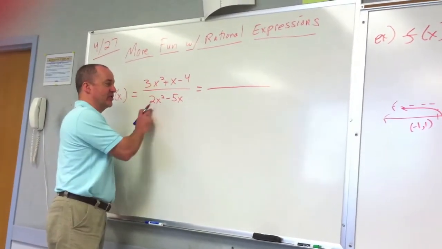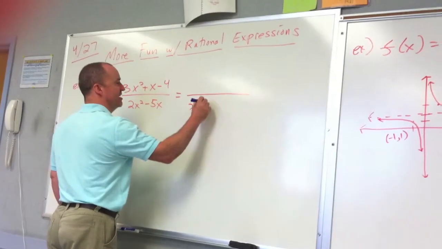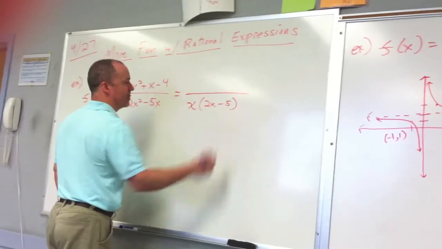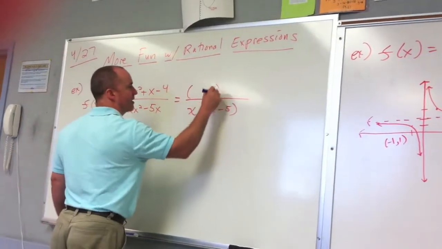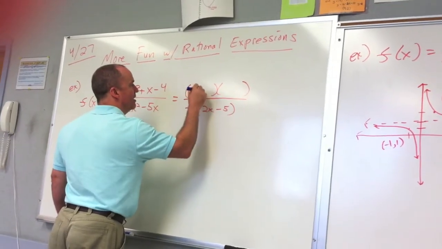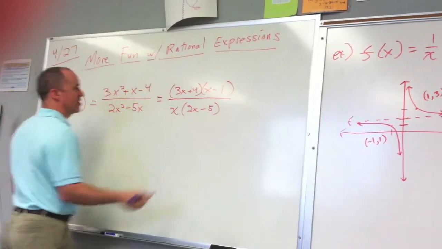Oh, I thought you were factoring. Oh, I was factoring the top first. Okay, let me do the bottom real quick. You pull out an x, you're left with 2x minus 5. What do you got on the top? 3x plus 4 times x minus 1, is that correct?